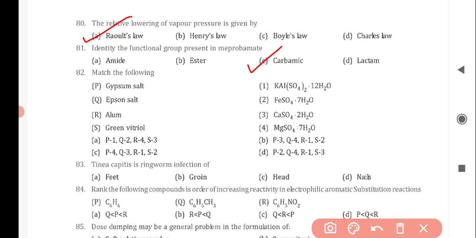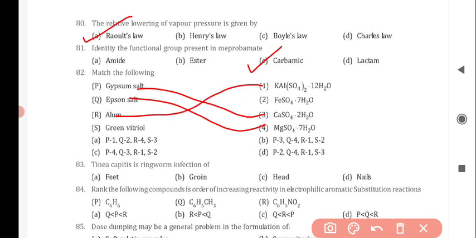So the first option, that is gypsum salt, it correctly matches with option number 3, CaSO4.2H2O. Next is Epsom salt, and it correctly matches with option number 4, that is MgSO4.7H2O. Next is alum, it correctly matches with option number 1, that is KAl(SO4)2.12H2O. Next is green vitriol, FeSO4.7H2O. So the correct answer for this question is option B.